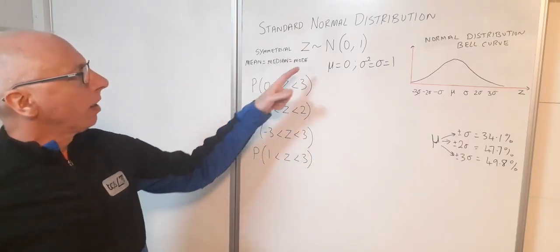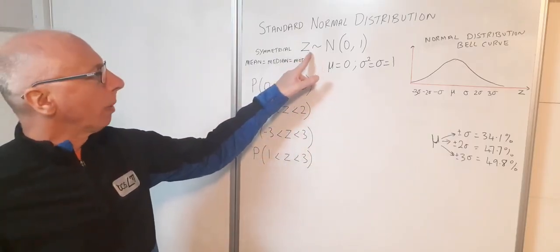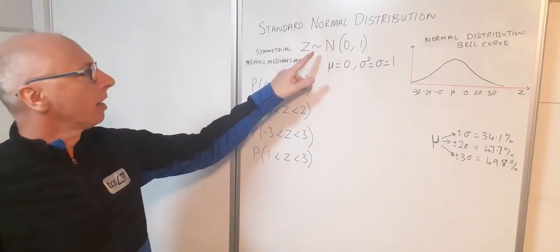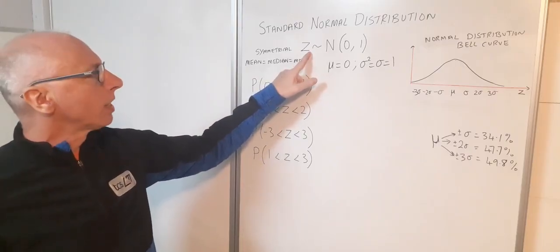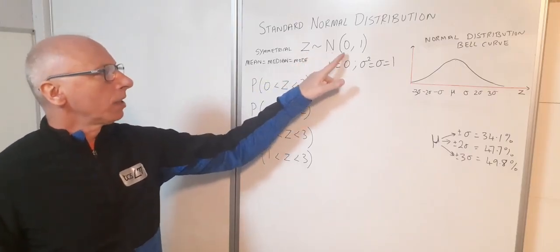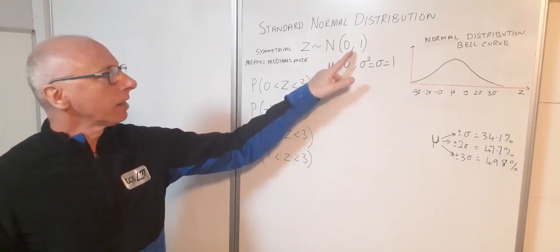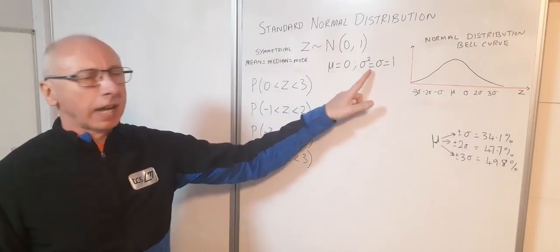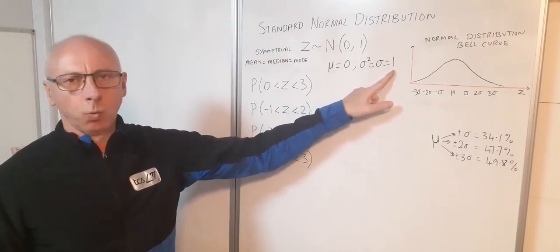And the random variable in standard normal distribution is replaced with the letter Z. So sometimes you'll transfer from the normal distribution and then standardize it, and then your random variable will become Z. And it's normally distributed 0, 1. That's the standard setup for the standard normal. So the mean is 0 and the variance and the standard deviation are all 1.